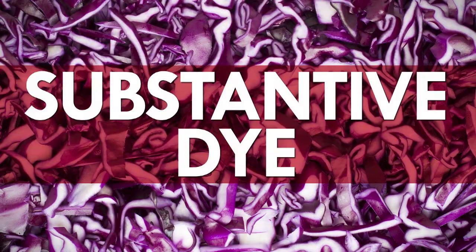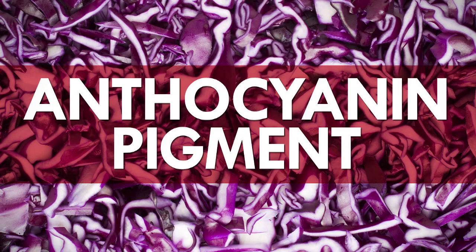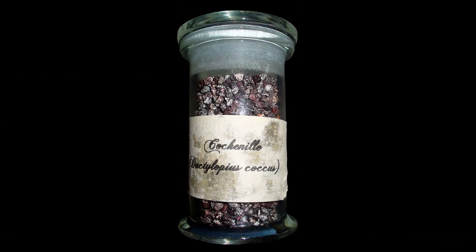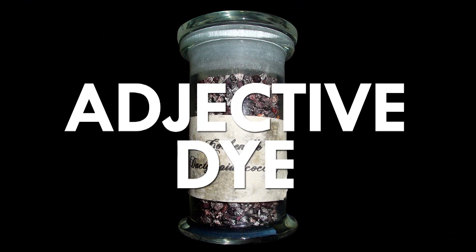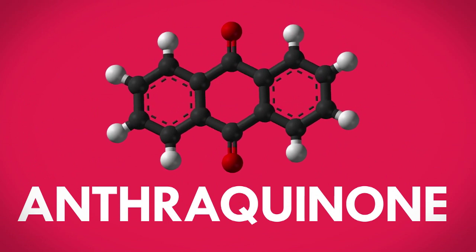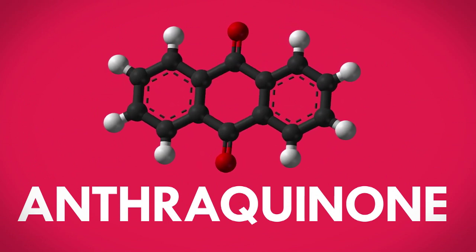Cabbage is what is called a substantive dye. It contains a pigment called an anthocyanin, which is water soluble. This means that the pigment molecule can directly bond to a natural fiber on its own. Cochineal, on the other hand, is known as an adjective dye. Adjective dyes require something to stop the dye from washing out of a fiber. Cochineal is an anthraquinone dye, which is a red dye that requires a bonding material called a mordant.